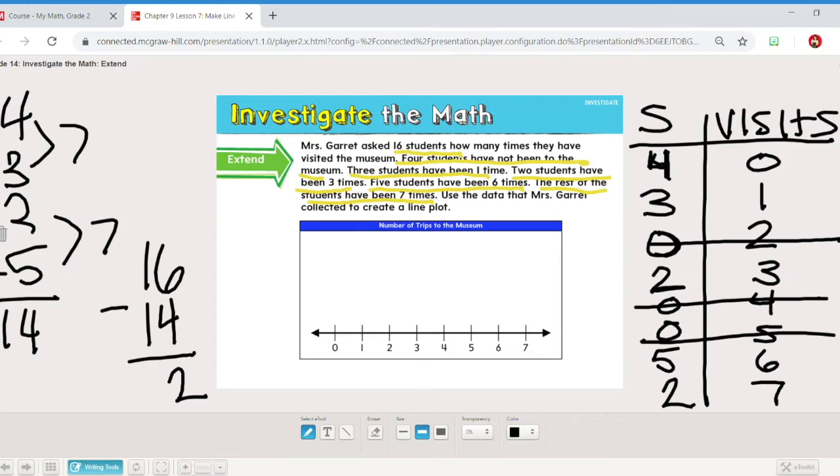Now we use this information to make our chart. 0 visits, 4 students. 1 visit, 3 students. Nobody for 2. Looks like 2 students for 3 visits. Nothing for 4 or 5. 5 students for 6. And 2 students for 7. It takes some extra work when you have a paragraph like that to find all the information, but it's definitely worth it. When you look at all the work we did to get this line plot, it's easier to understand the data when we look at it in a very simple way like this.